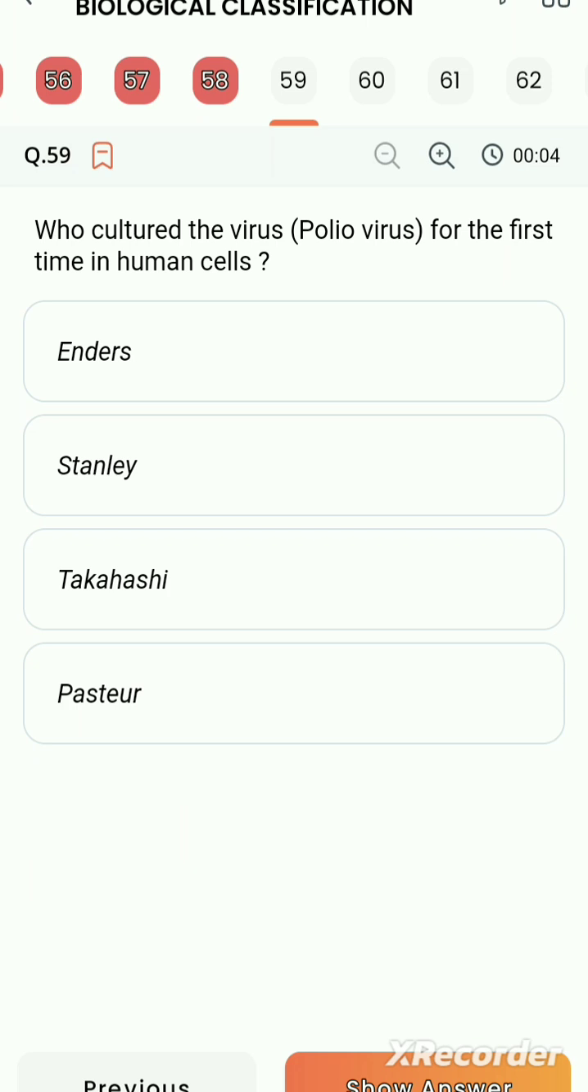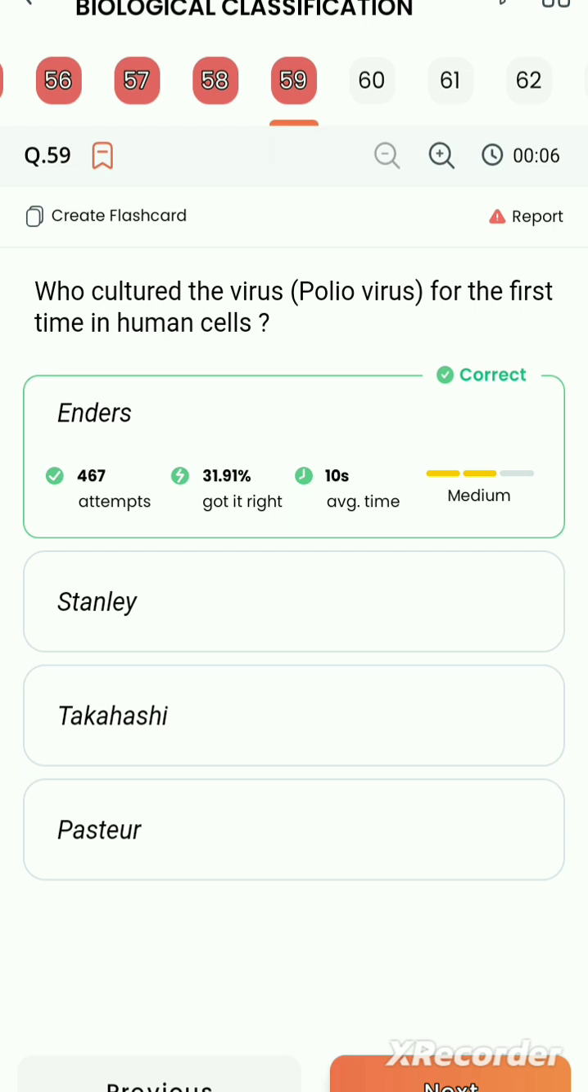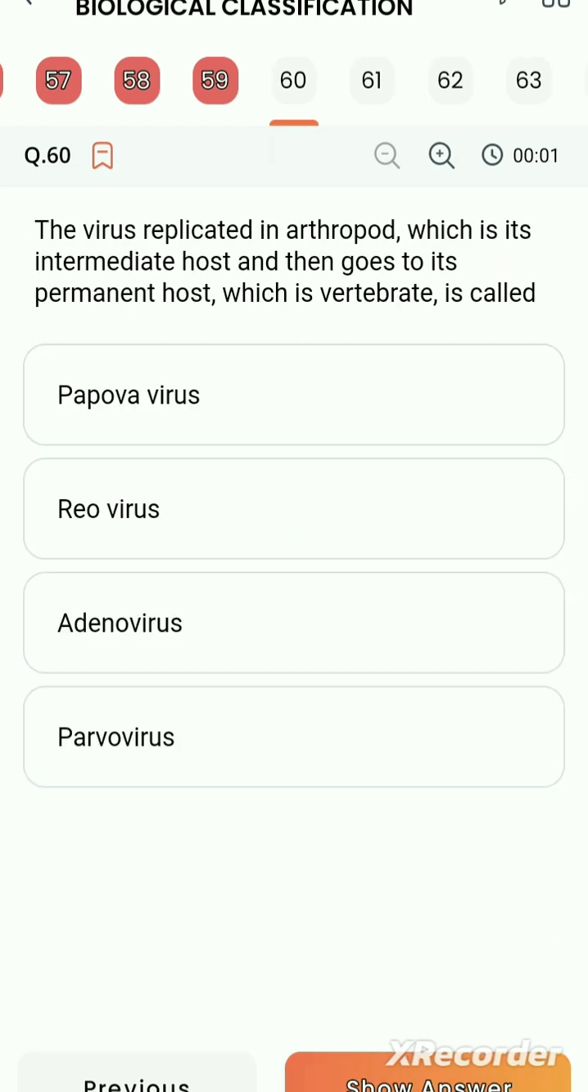Who cultured the virus? That is the polio virus, for the first time in human cells. The virus replicated in arthropods. Arthropods are nothing but the insects, right? Which is the intermediate host and then goes to the permanent host, which is a vertebrate. So first one is the arthropod as the host and second one is the vertebrate as the second host.